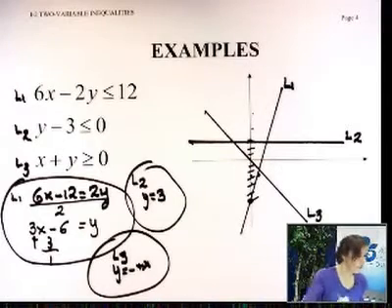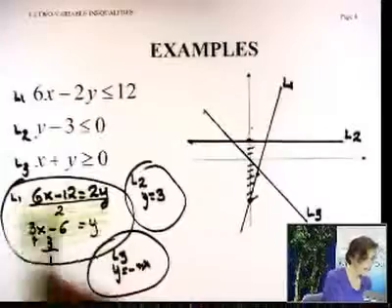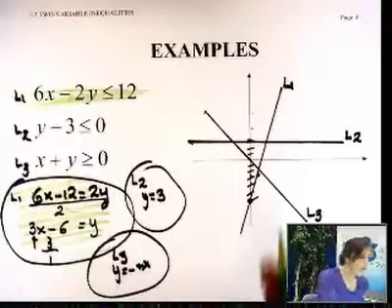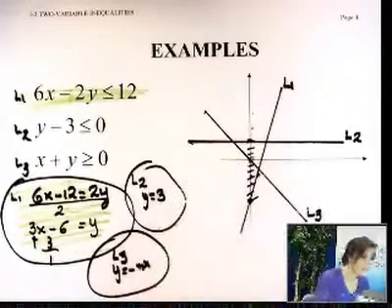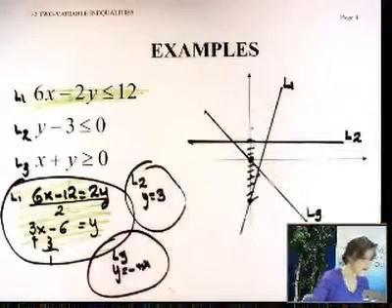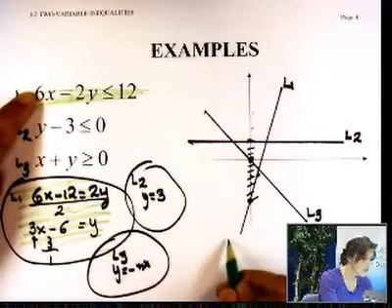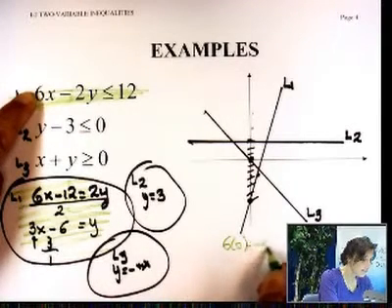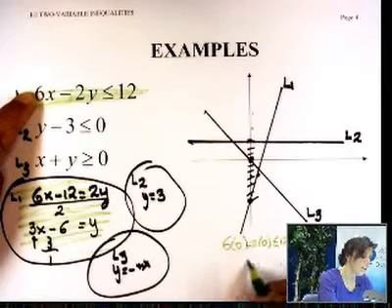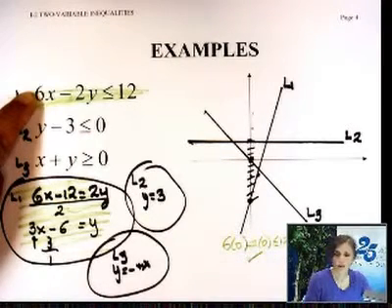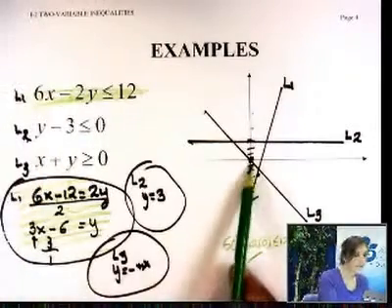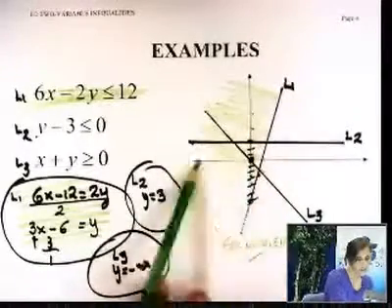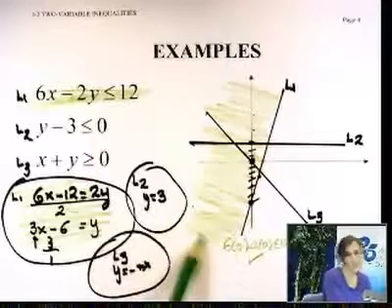Now I'm going to do some testing. Let's do the testing for L1. And I'm going to do that in green. So I'm going to test 0, 0 for green. So I'm going to go to my original equation. 6 times 0 minus 2 times 0. Is that less than or equal to 12? It sure looks like it. So which way am I going to shade that? The region that includes that. So I have to shade it. And since it's L1, I have to shade it this way with the boundary at L1.